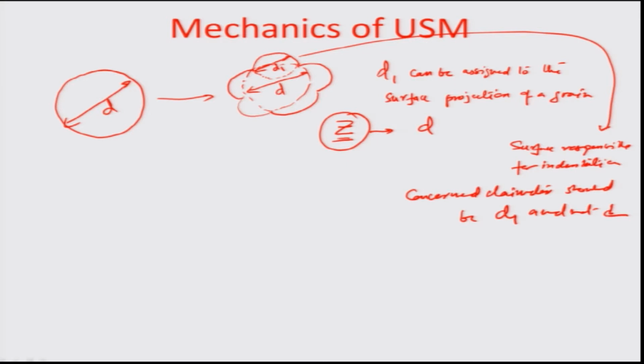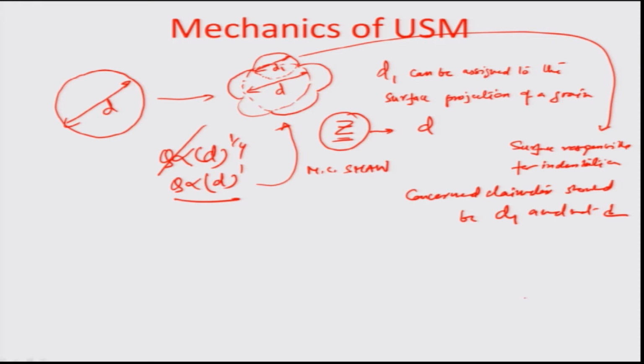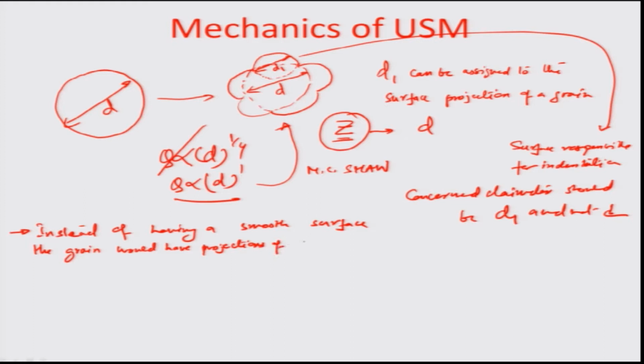So, in fact, the discrepancy of why Q is not proportional to d to the power of 4, but is proportional to the single power of d was explained through this theory as proposed by M.C. Shaw, and he proposed that instead of having a smooth surface, the grain would have projections of average diameter d1.